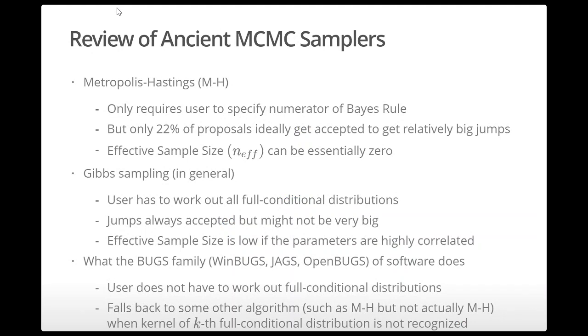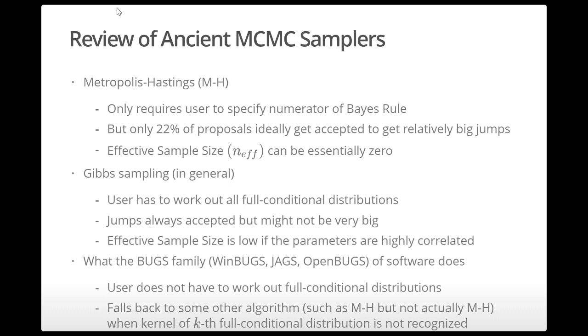So where we left off on Tuesday, talking about what I refer to as the ancient MCMC samplers, which are essentially those which were being used in the 1990s. Metropolis-Hastings only requires you to specify the kernel, the numerator of Bayes' rule. But in the ideal case, only 22, 23% of proposals are going to get accepted, in order for those rare chances where the proposal is accepted to get a relatively big jump.